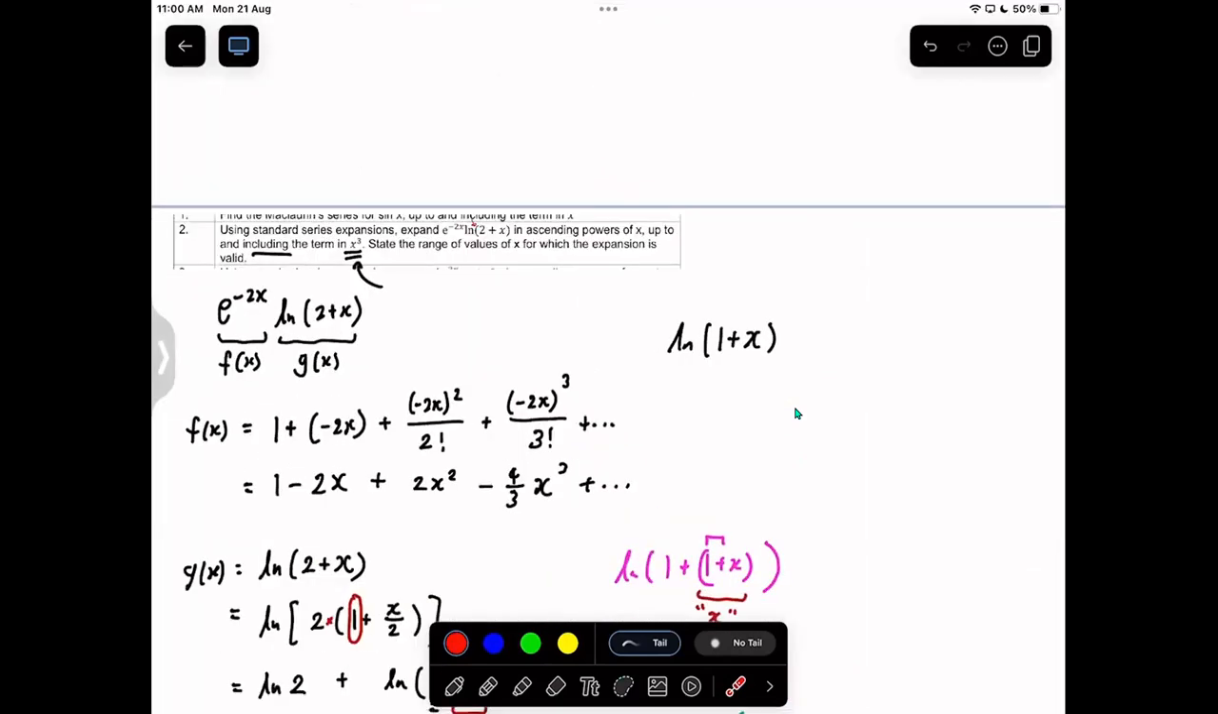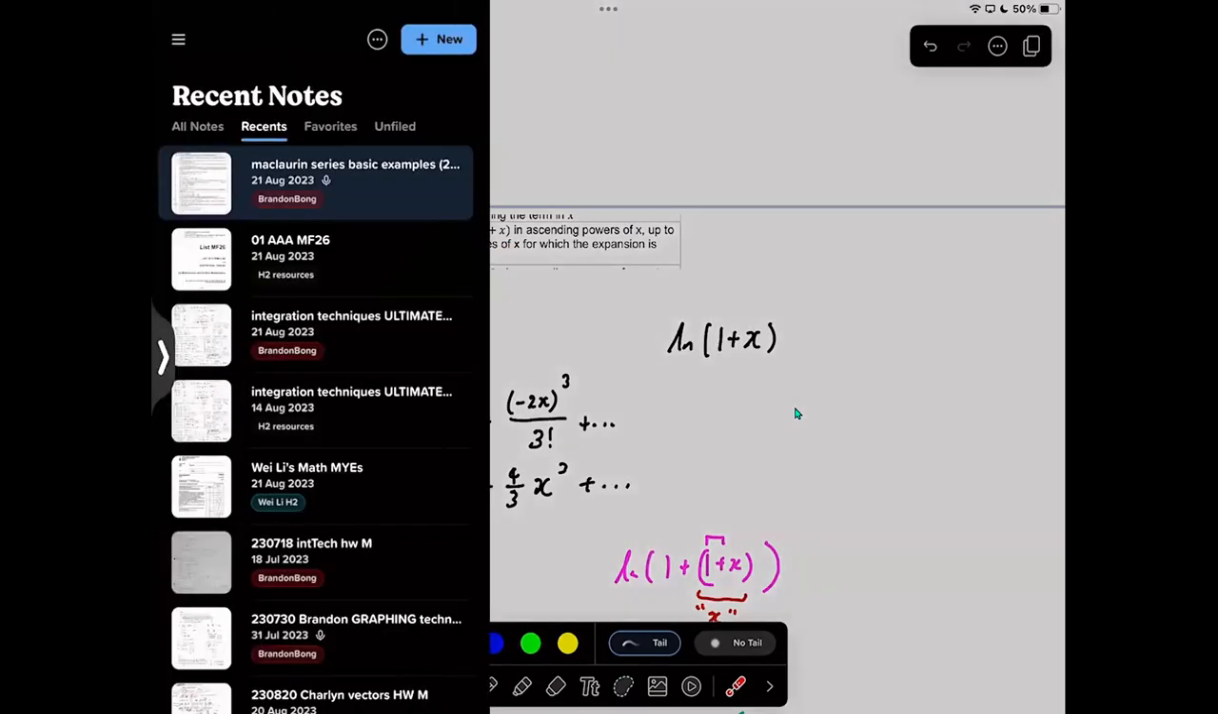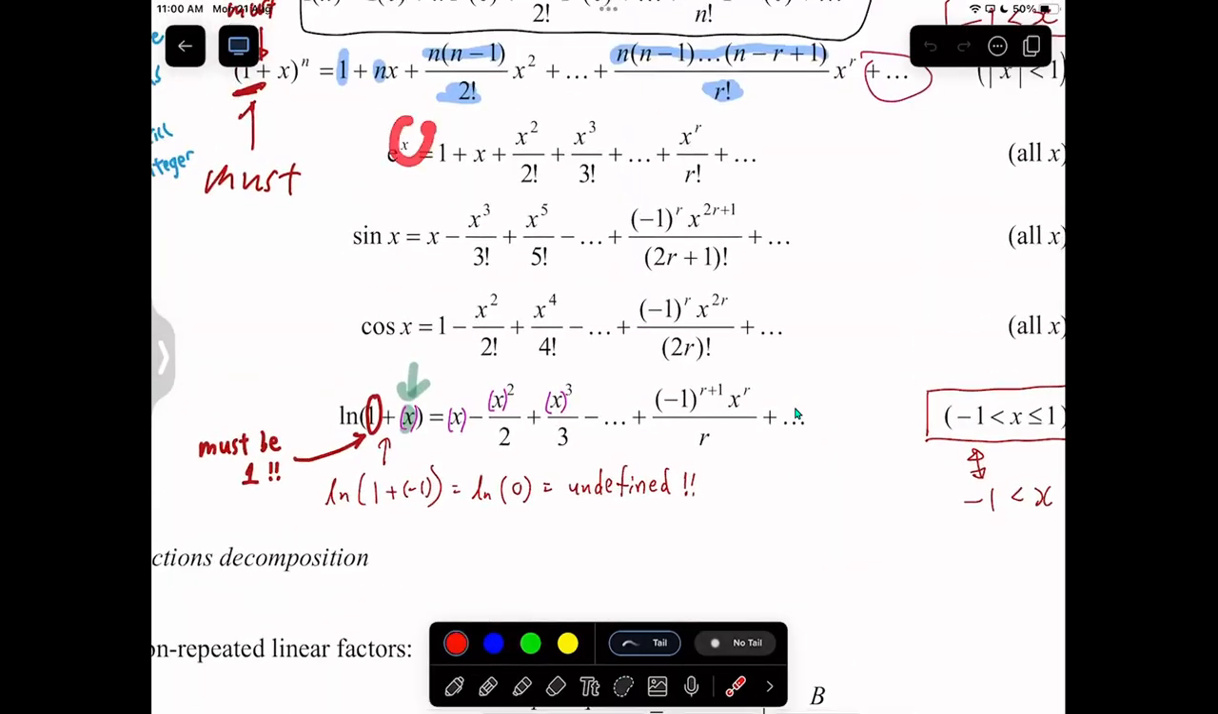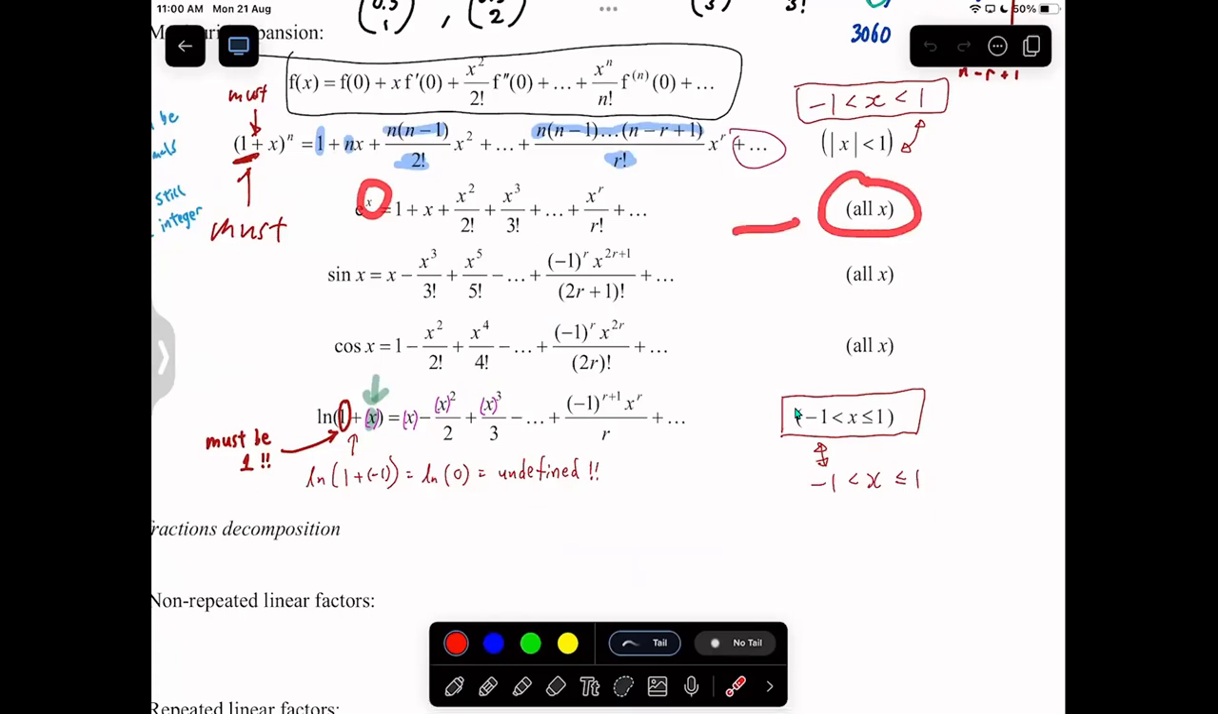Yes, easy. Good. Next, we move on. State the range of values of x for which the expansion is valid. So let's see. e power negative 2x, right? We use the formula here. There's a range of valid x. They tell you it's all x. So even if you replace with 2x, it's still all x. Is that okay? Okay, good.